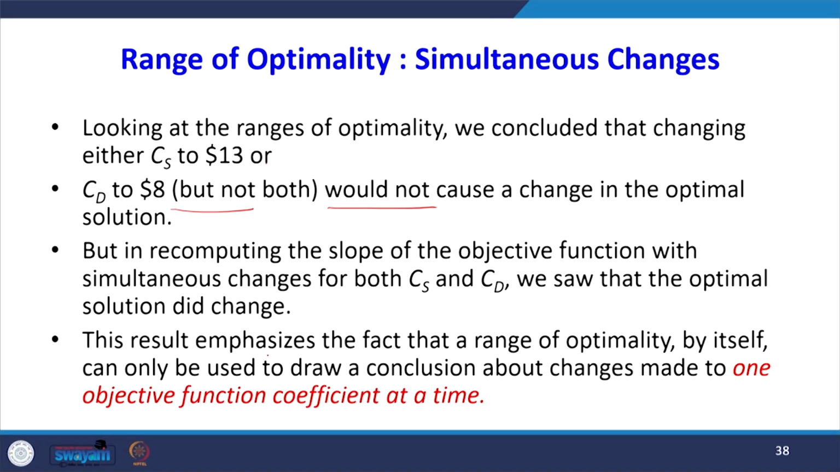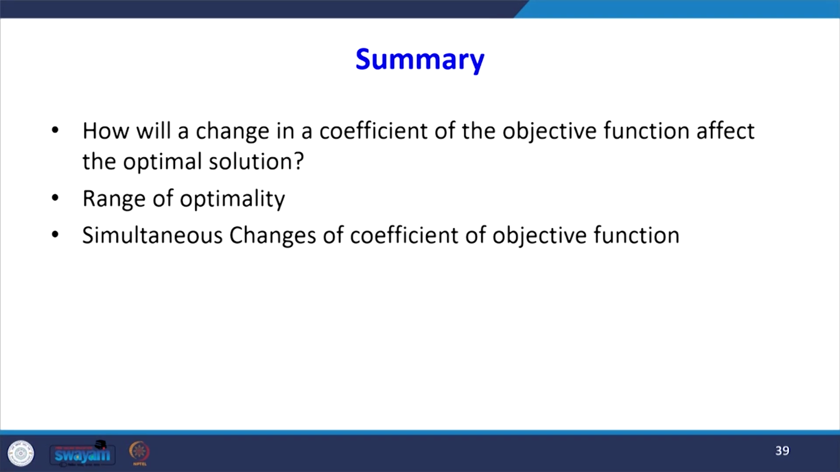So, the result emphasizes this fact: the range of optimality by itself can only be used to draw a conclusion about changes made to one objective function coefficient at a time. If both coefficients are changing simultaneously, the range of optimality answer which we got will not be valid.